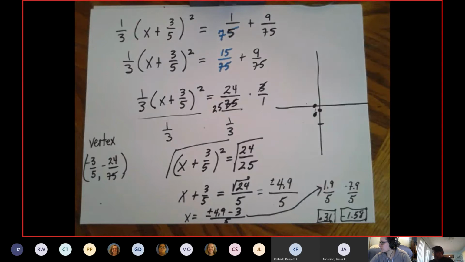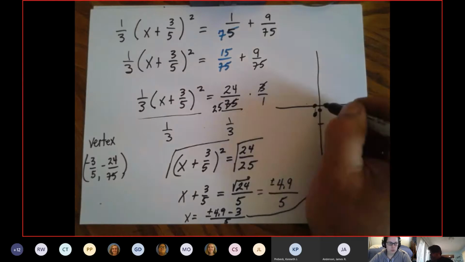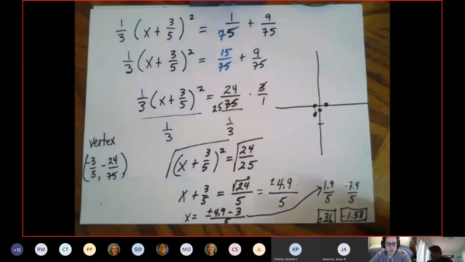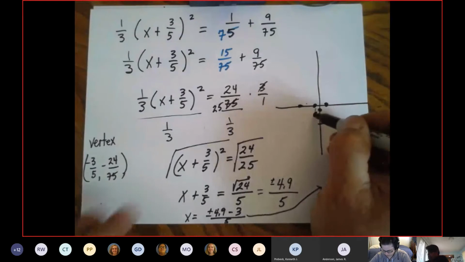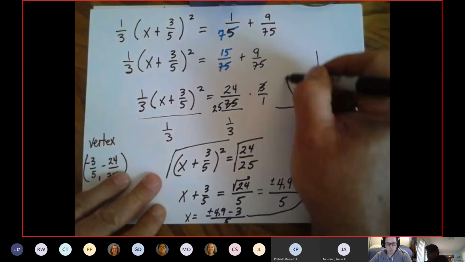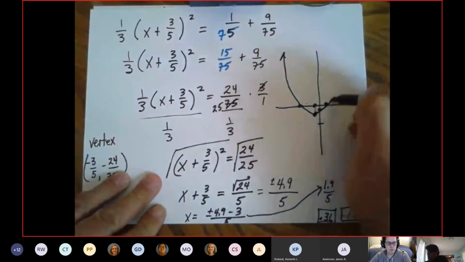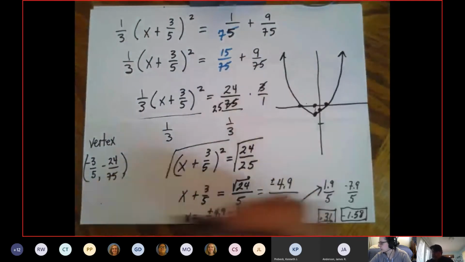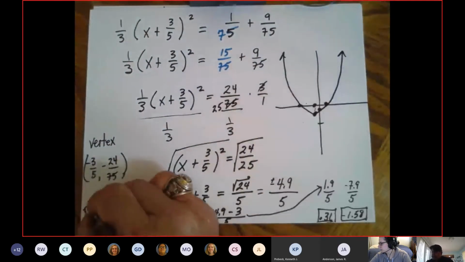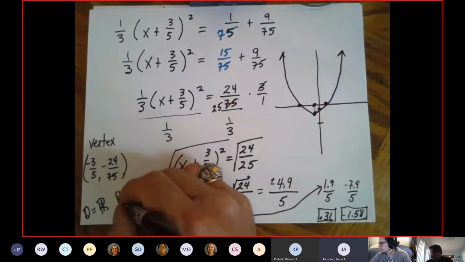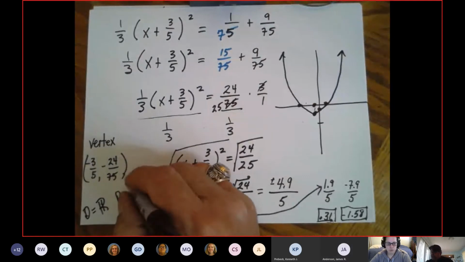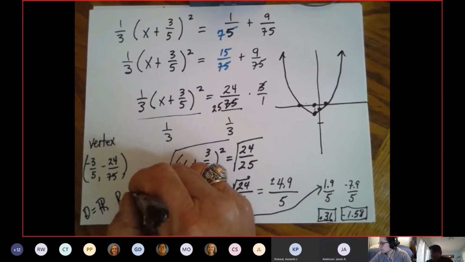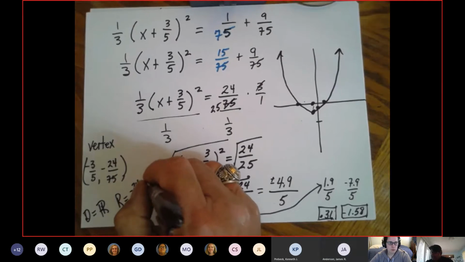And then we got an x-intercept of 0.36 to the right and negative 1.58 to the left. So it looks like that. And we've got domain is all real numbers. Range is equal to negative 24/75 to infinity.